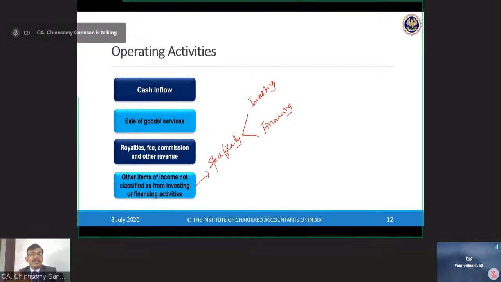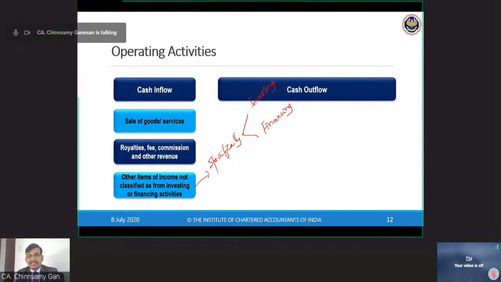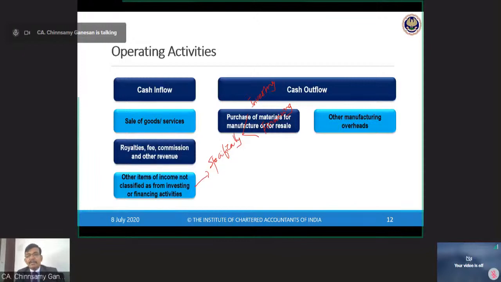What is going to be your outflow? You might have already imagined what that is. Nothing but whatever is the expenditure relating to this. When I am saying sale of goods, there will be purchase of material. For the purpose of resale, in a trading company, or in manufacturing, raw material which I have purchased is an expenditure or cash outflow. Other manufacturing overheads like salary paid or subcontract charges, power and fuel which I have incurred, stores and spares which I have spent, all those items are other manufacturing overheads. And employee benefit expenses. Without the employee cost, I cannot generate any revenue, right? So it's directly relating to your manufacturing activity.